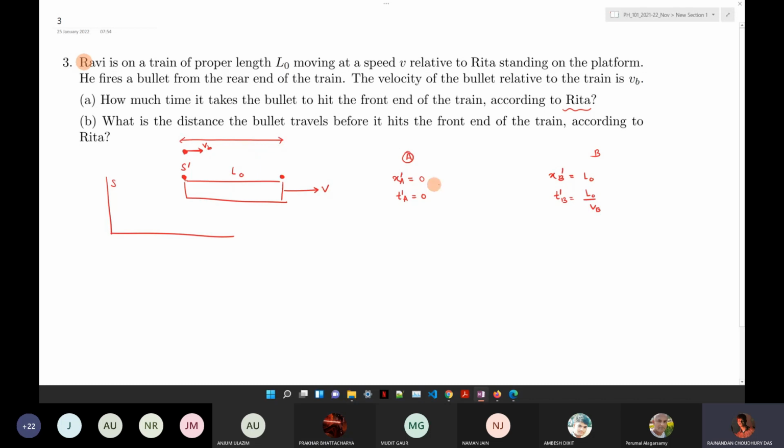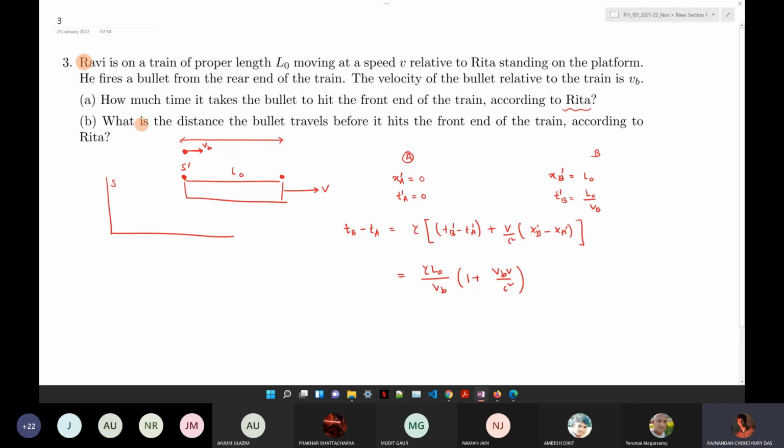Now you know all those stuff. Now with respect to S, we just have to put the formula. With respect to S, we have to measure the time. So we will be writing tB minus tA. It will be gamma times of (tB prime minus tA prime) plus v by c square (xB prime minus xA prime). Once you put it, you will get gamma L0 by v times (1 plus v square by c square). This one you can also solve using the velocity addition formula. Try with this formula also.